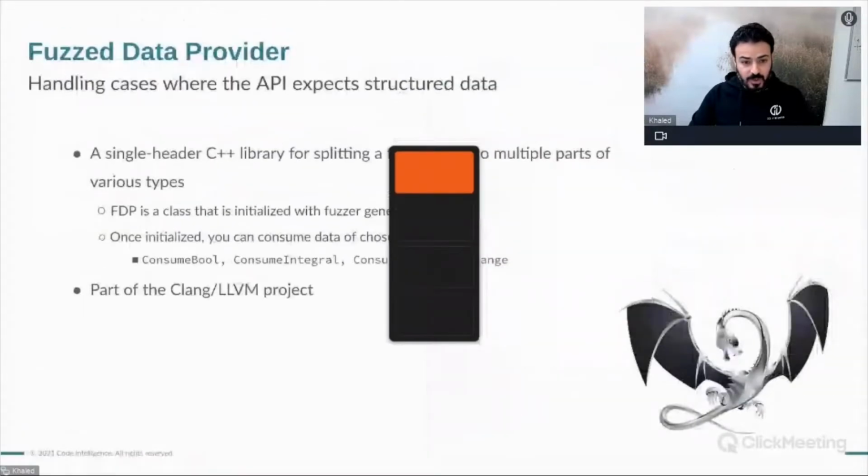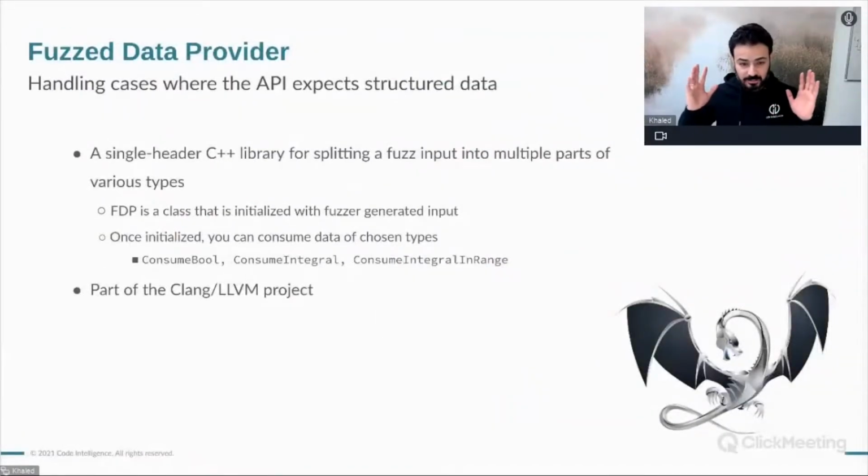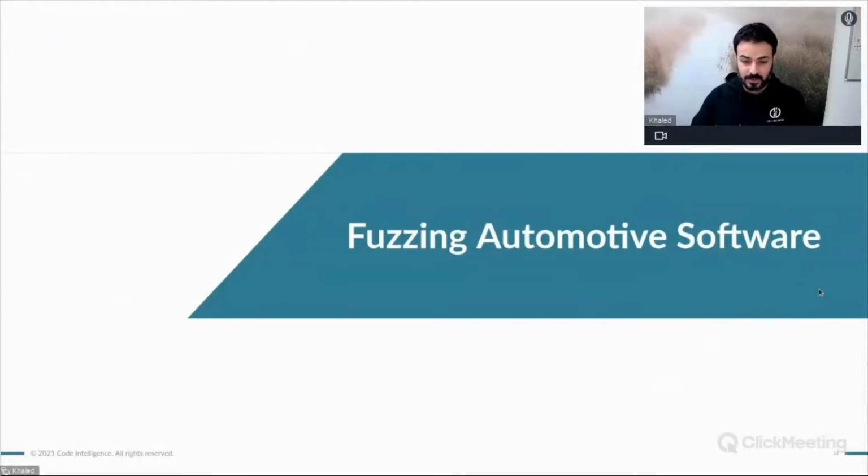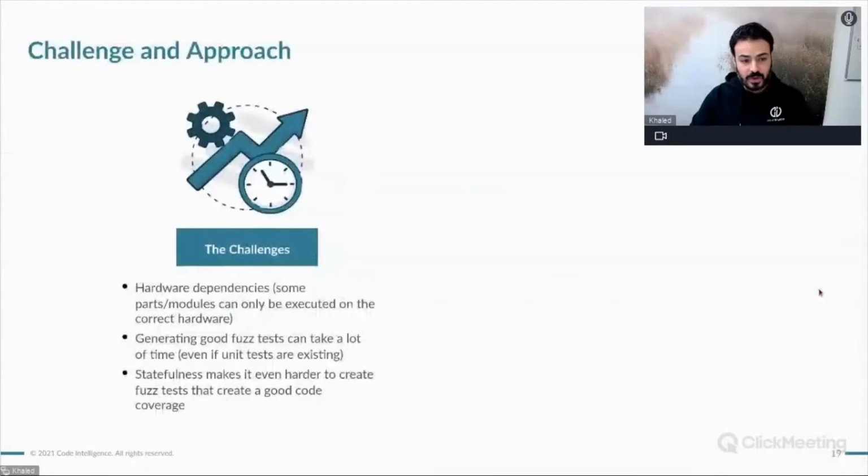Okay, so now that we have an introduction to fuzzing and to libFuzzer, what can we do with libFuzzer? Let's take a deeper look into the challenges that we have when fuzzing automotive software and how we can address those. We have in automotive software mainly three challenges, and this is also based on our experience with the automotive projects that we have.